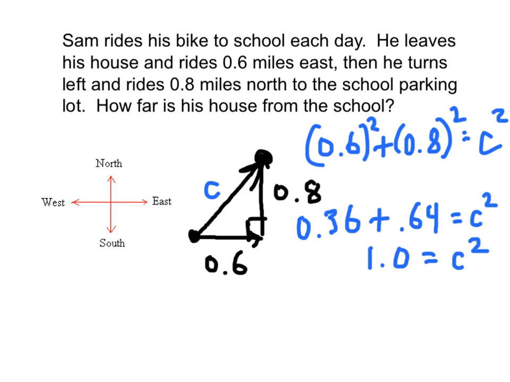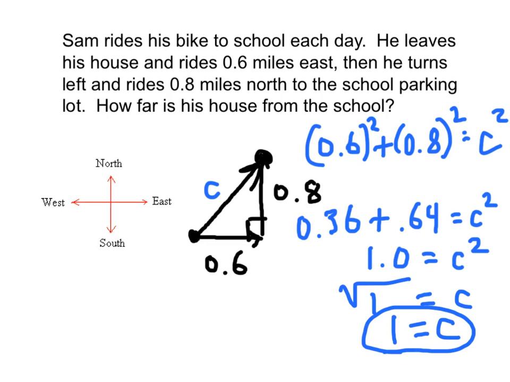All right, now we'll take the square root. Well, the square root of 1 is just 1, because 1 is a perfect square. So Sam's house is 1 mile from the school. However, because of the way the streets are laid out, he has to ride actually 1.4 miles to get there. So how'd you do?